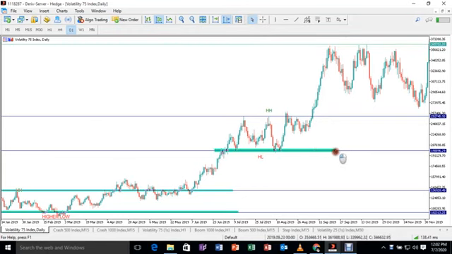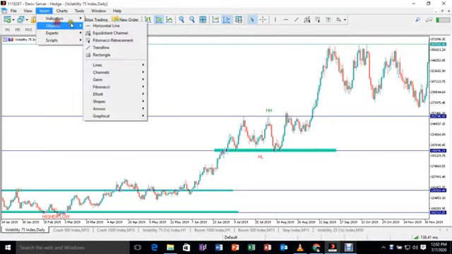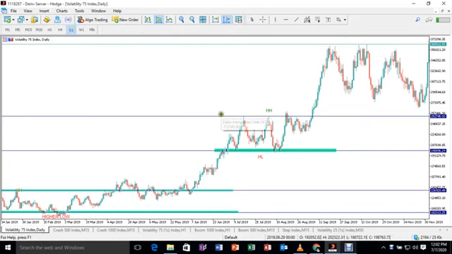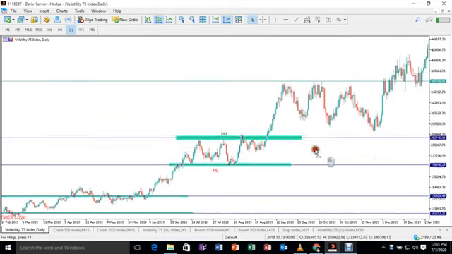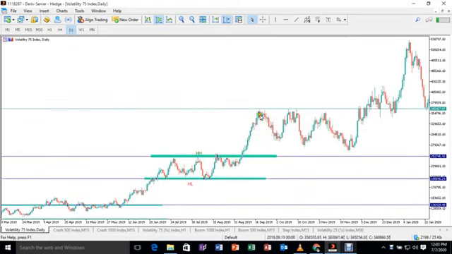Okay, you should always know that your resistance and support is not just a point, it's a zone. That is why you always see price break out and also break back in here. You can see what happens here. You can see the big candle here, and it comes back to respect the resistance here. So now we have a big breakout here.